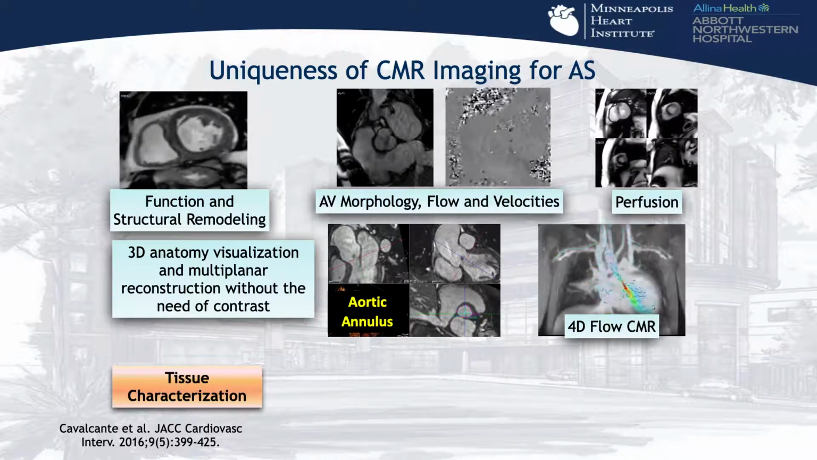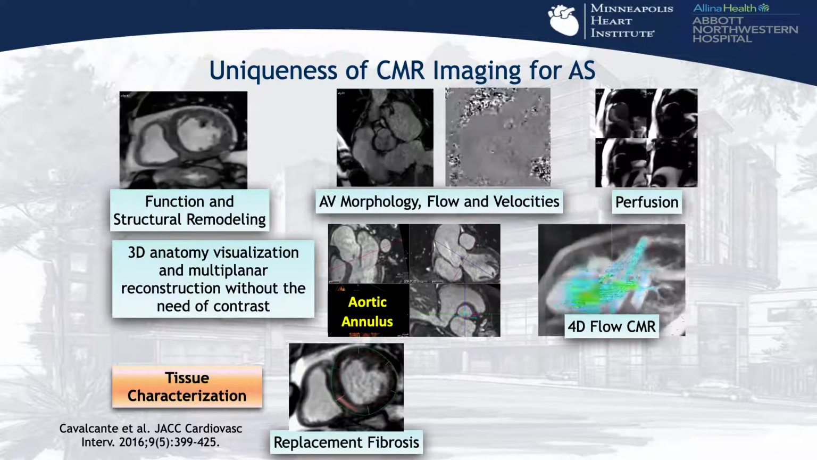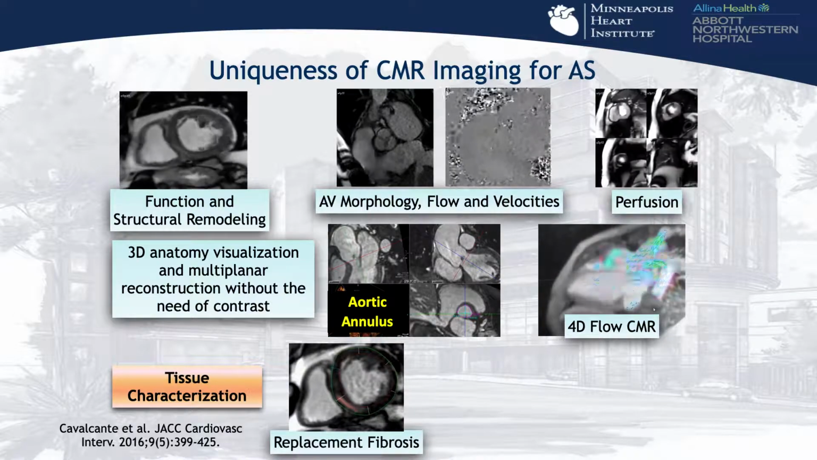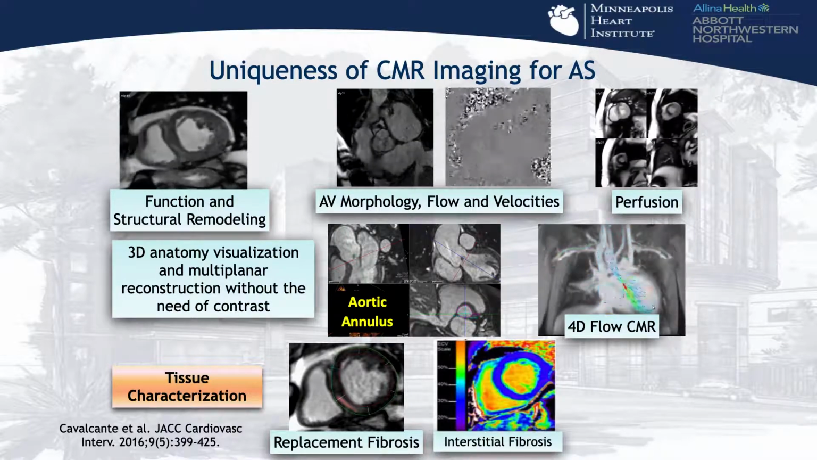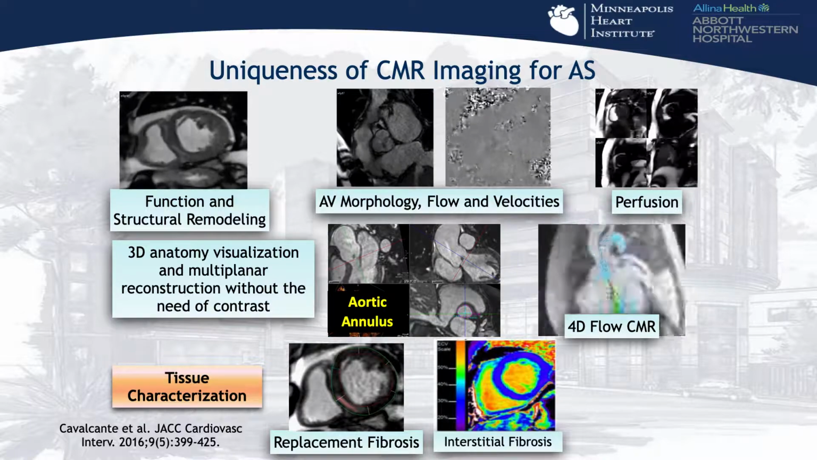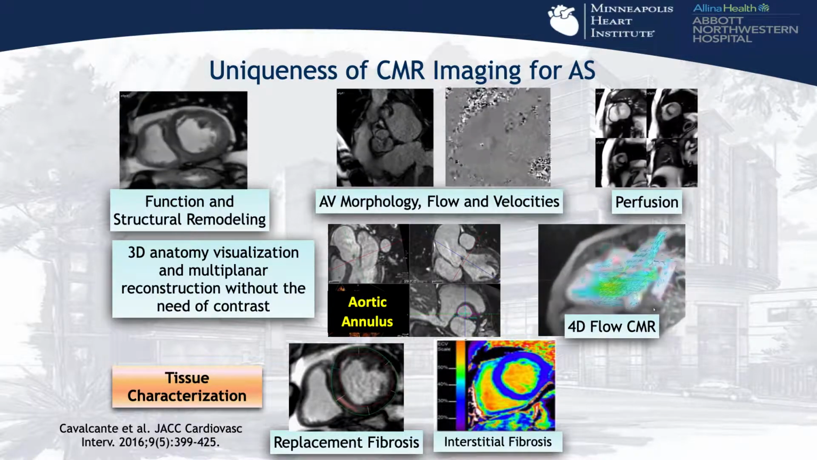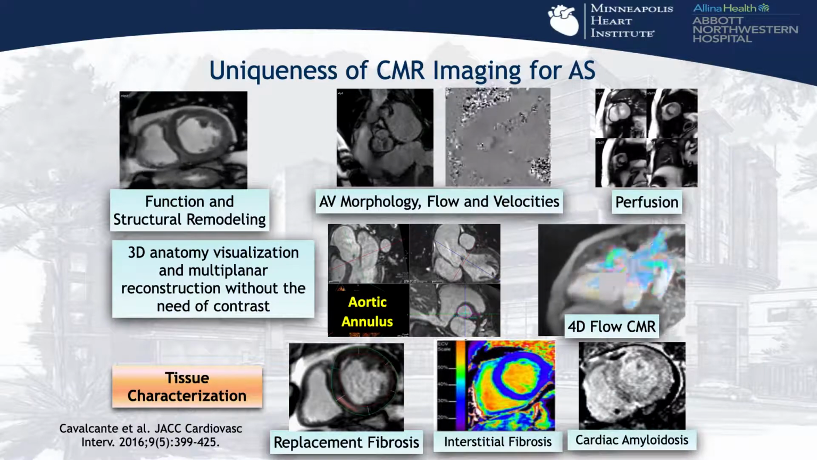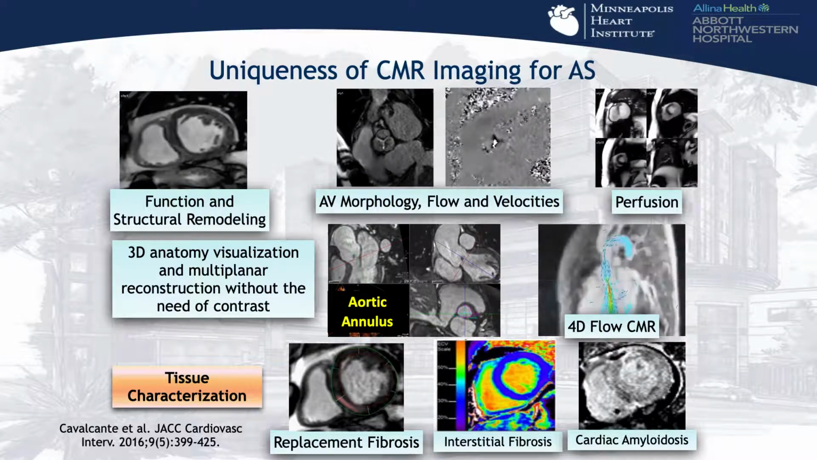But obviously where MRI really earns its money is by the capability of tissue characterization, with evaluation of replacement fibrosis, vis-a-vis scar, and interstitial fibrosis, which we'll talk about here, which is not necessarily what we can see by LGE or late gadolinium enhancement, but the interstitial expansion. An exemplar of that would be cardiac amyloidosis, which is something that actually is quite common, as we'll see.